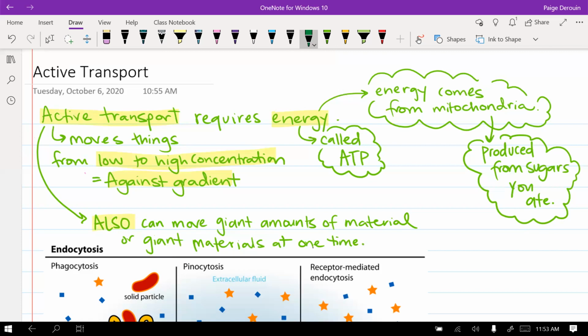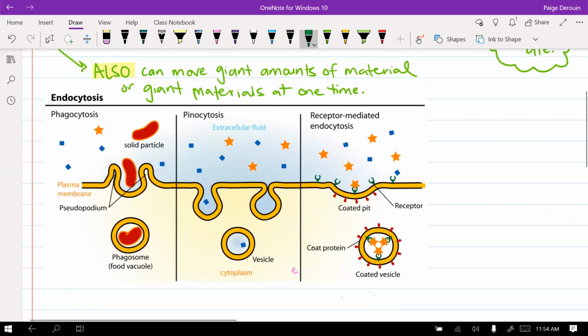So active transport could just be moving things against their gradient, but it also could be moving massive things. That's what we're going to talk about now. It's either going to move the massive things into the cell or out of the cell. Those are the only two options for this. And there's fancy words to describe both of those things that are actually not that complicated. You guys done with this so far?